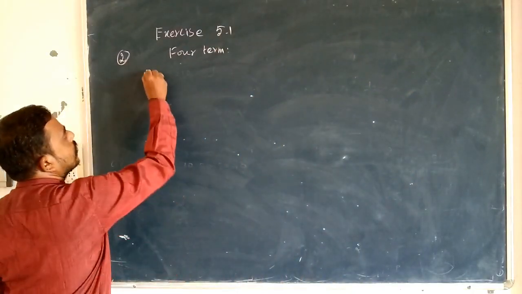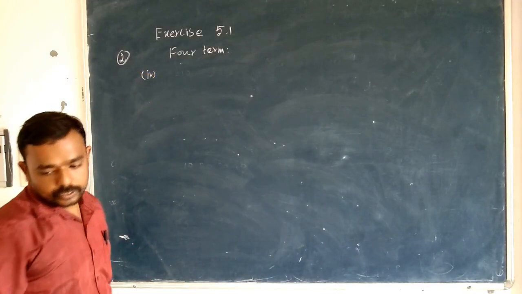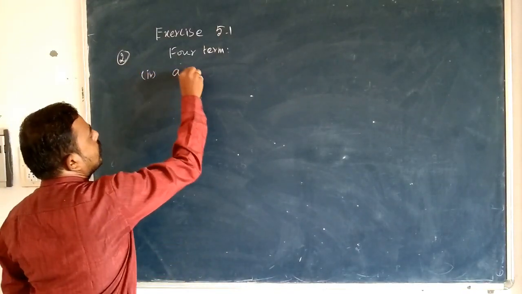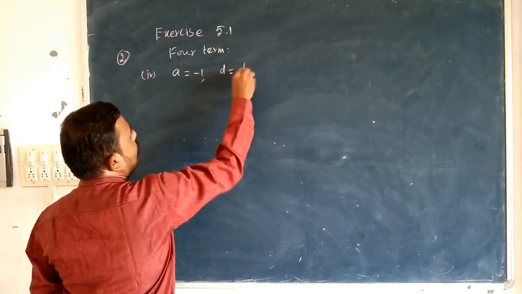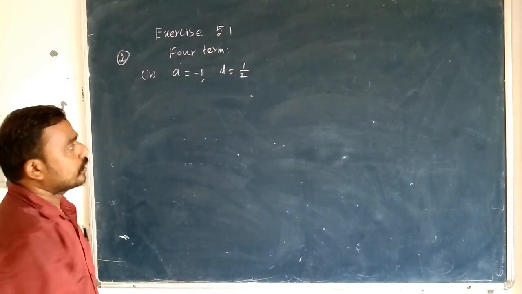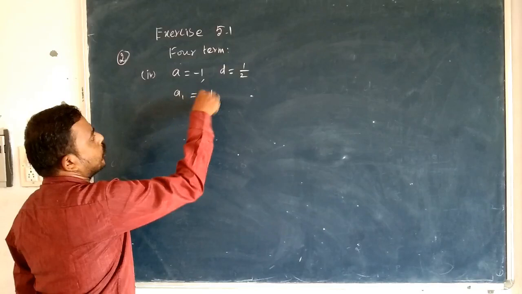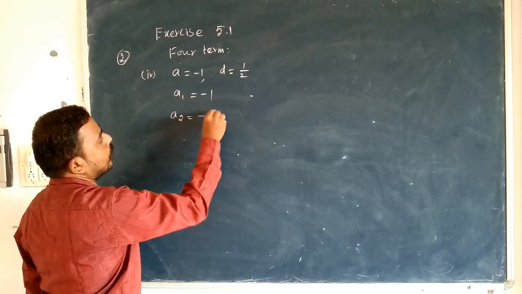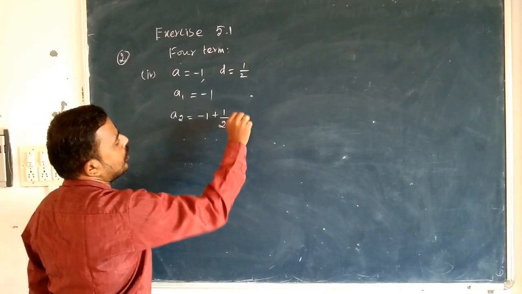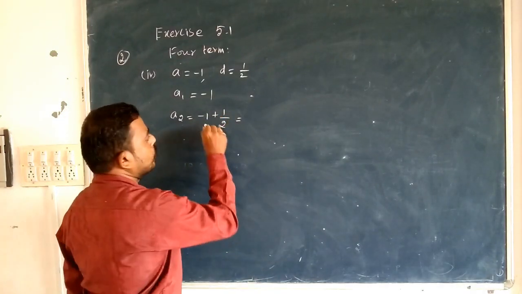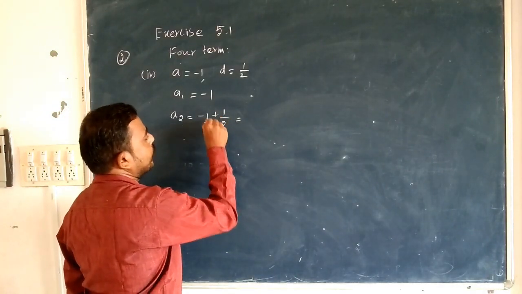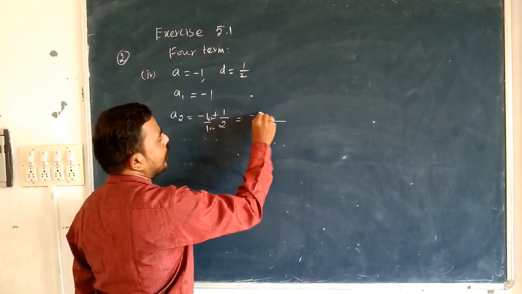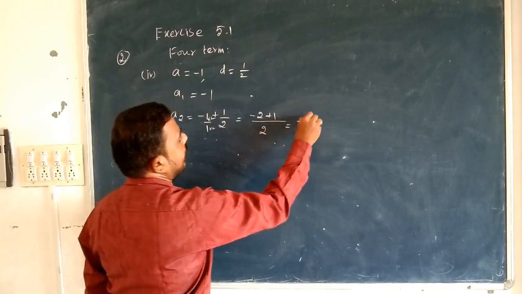Next, fourth one, A equal to minus 1 and D equal to 1 by 2. So let A1 equal to minus 1 and A2 equal to minus 1 plus 1 by 2. So we know that LCM is 2, so here we need to multiply by 2 in numerator and denominator. So minus 1 into 2 is minus 2, plus 1, so minus 1 by 2.